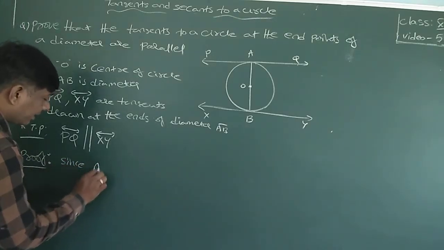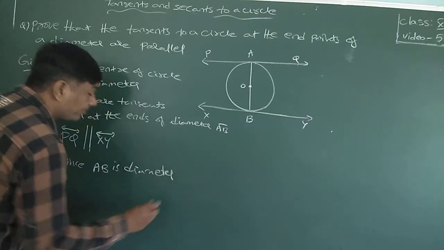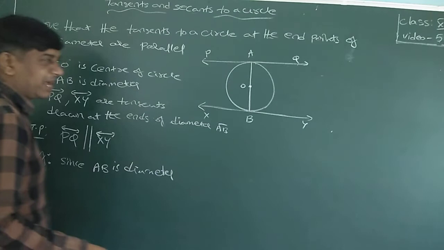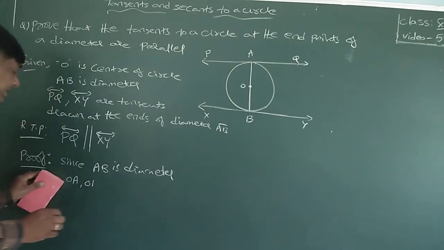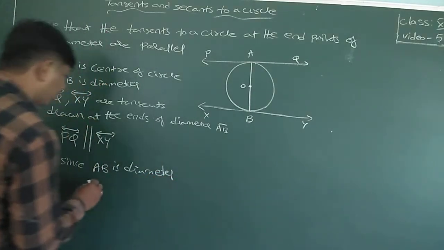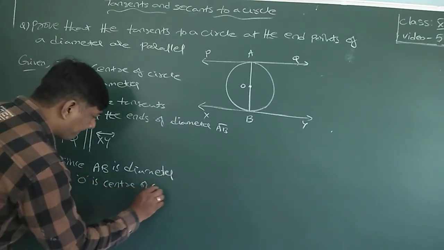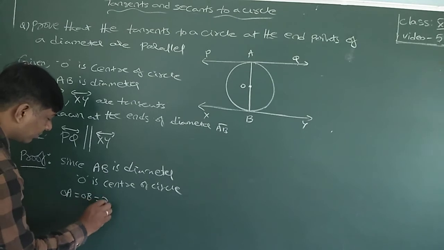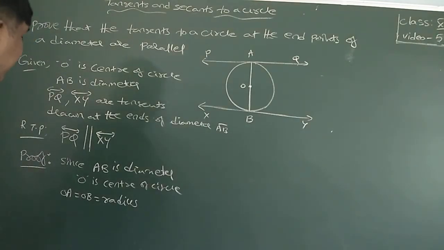Since AB is a diameter, OA and OB are the radii, because diameter is 2 times the radius, no? O is the center of the circle. So OA is equal to OB is equal to the radius of the circle.